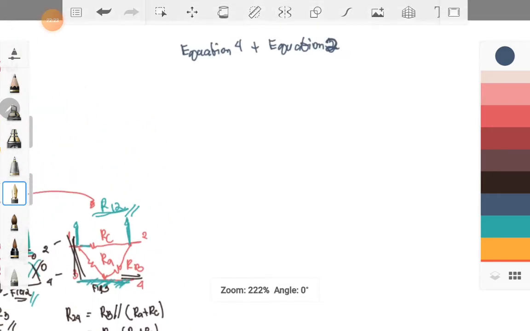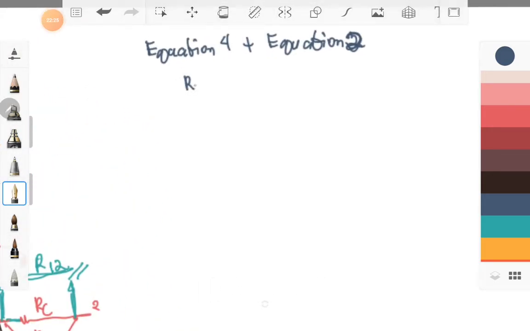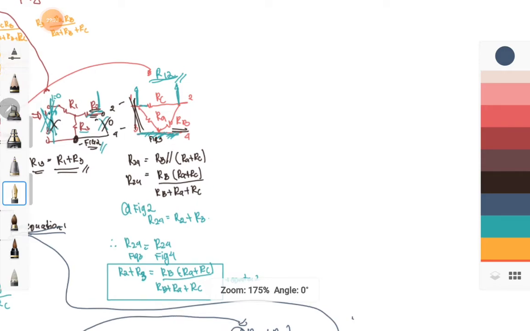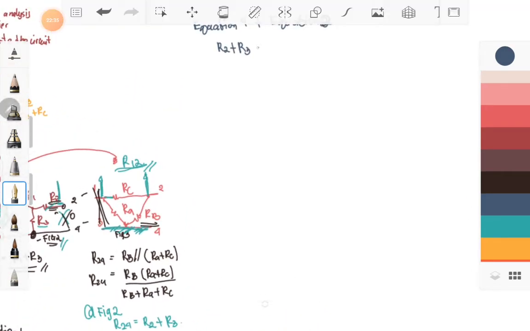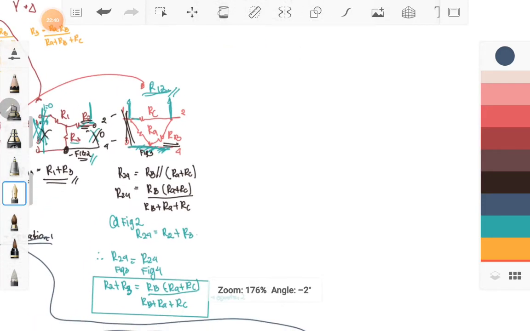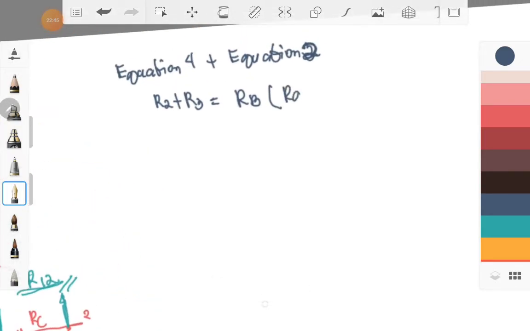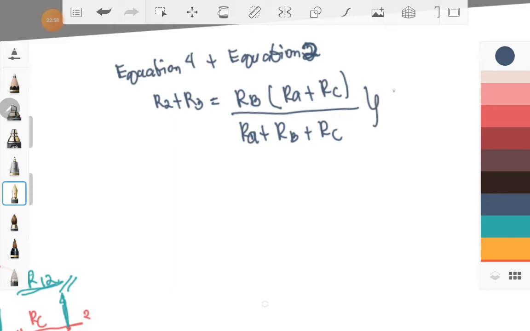Our equation 2 is equal to R2 plus R3 multiplied by RB, which is equal to RB multiplied by our RA plus RC, RA plus RC divided by our R1, RA plus RB plus RC. This is your equation 2.